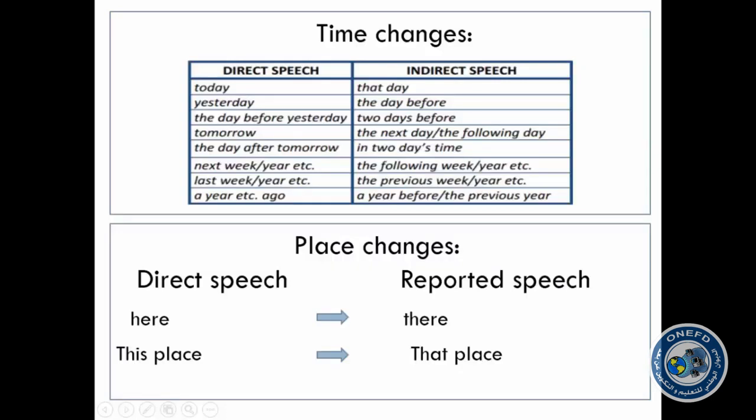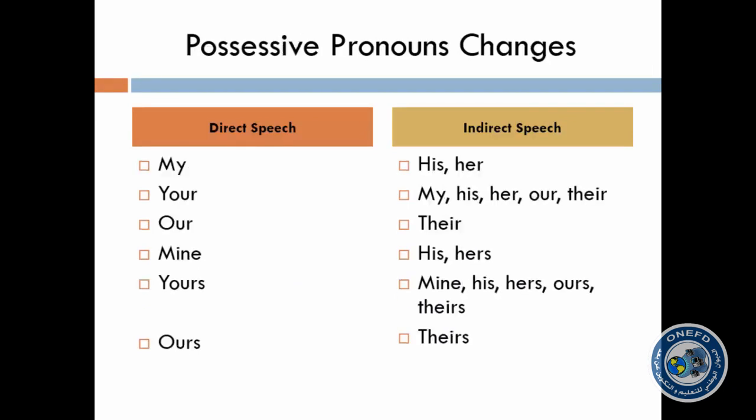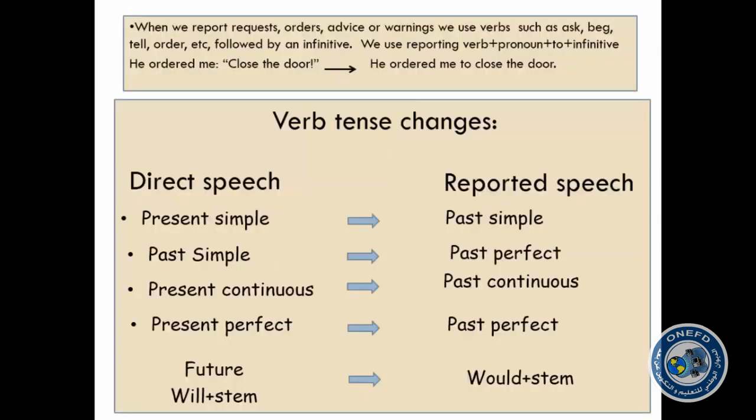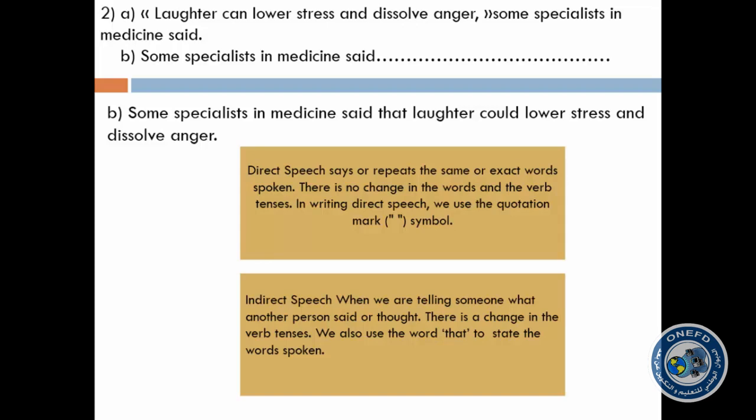We also gave you other changes, for example changes in time, changes in places, changes in personal pronouns, and changes in possessive pronouns. So we go back to the first example. Here we said that the introductory verb is in the past simple, so we would have to change the tense of the indirect speech.